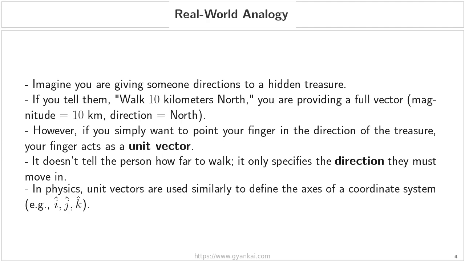This principle is used extensively in physics. For instance, when we define the axes of a coordinate system, we use unit vectors like i hat, j hat, and k hat. Just like our pointing finger, these vectors serve as the fundamental building blocks to indicate direction along the x, y, and z axes without adding any extra length. Now that we have a conceptual grasp of what a unit vector represents, let's move on to the next slide, where we will work through a concrete mathematical example to see how to actually calculate one.